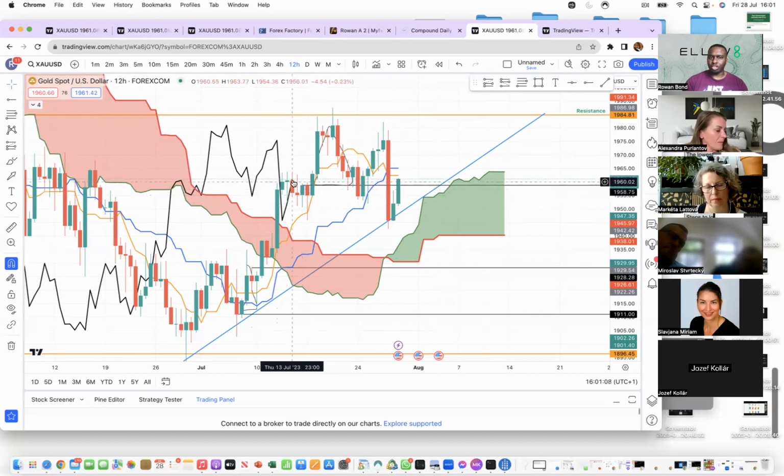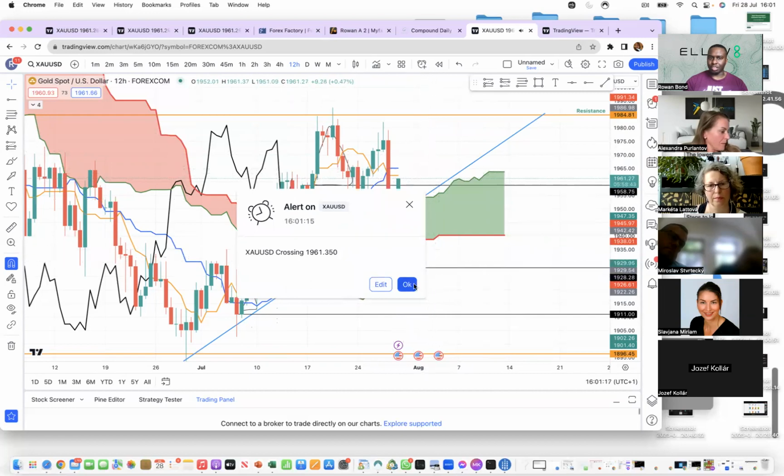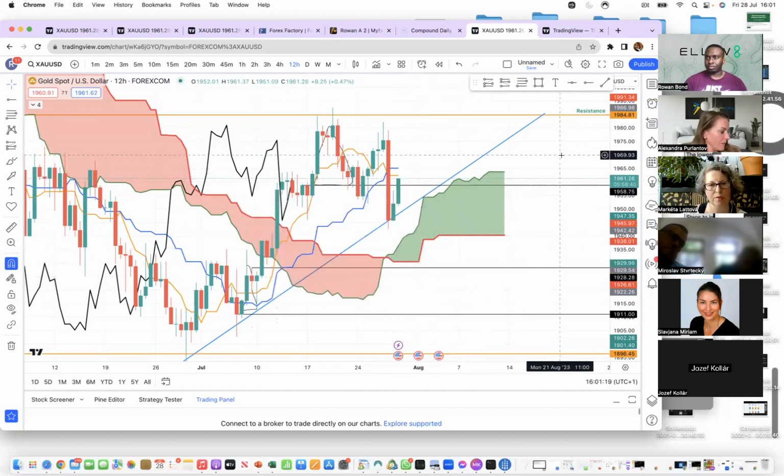Because the lagging line is so close to the price, that tells me it's not going to continue buying. It's going to get a rejection here, and it's actually going to start selling.